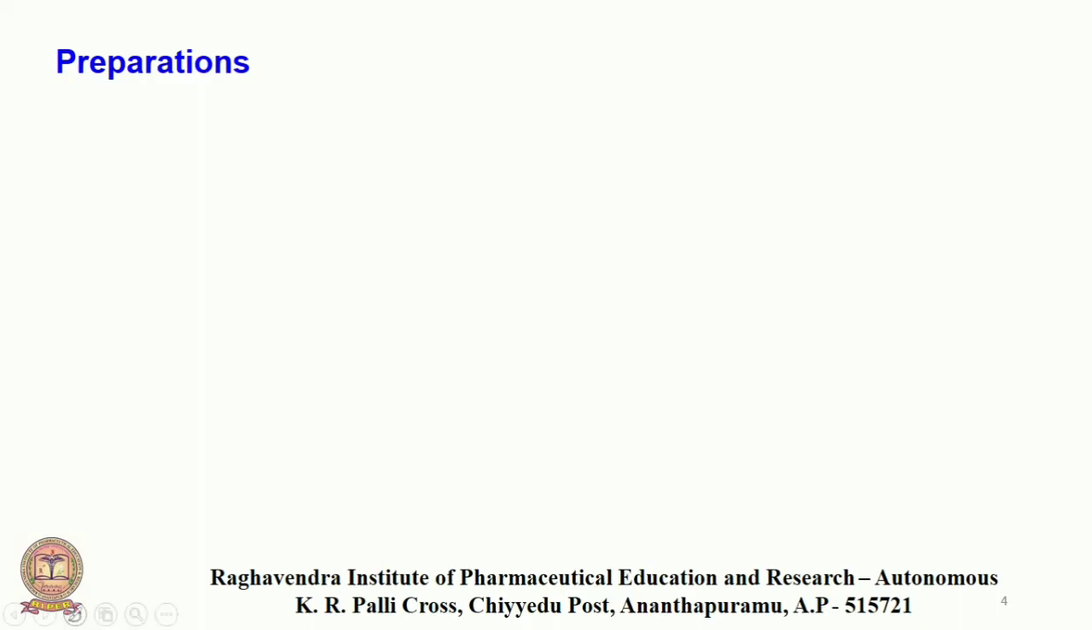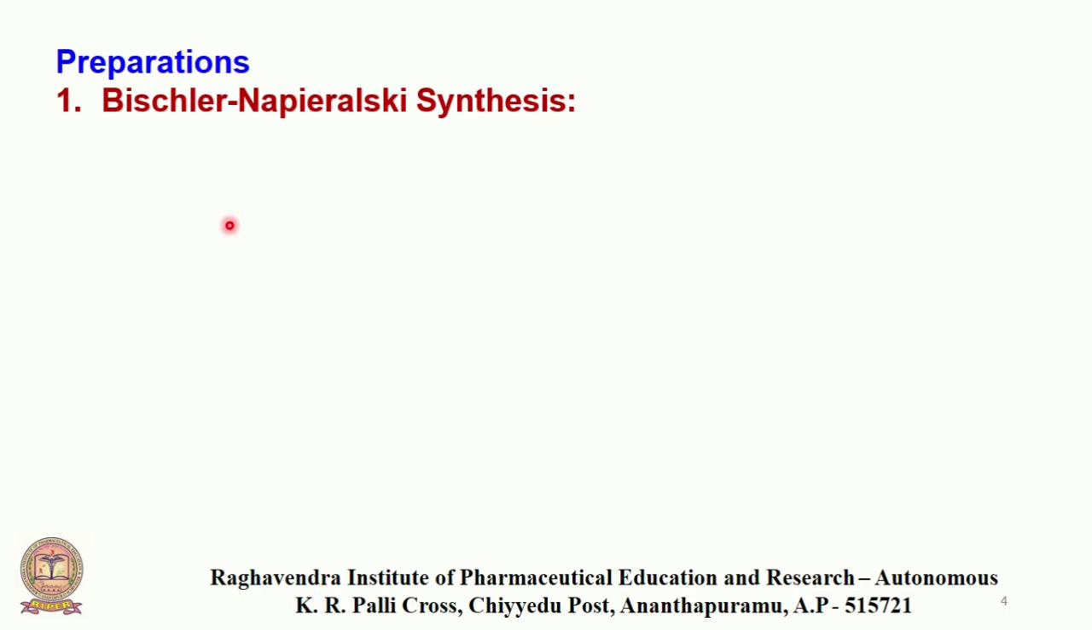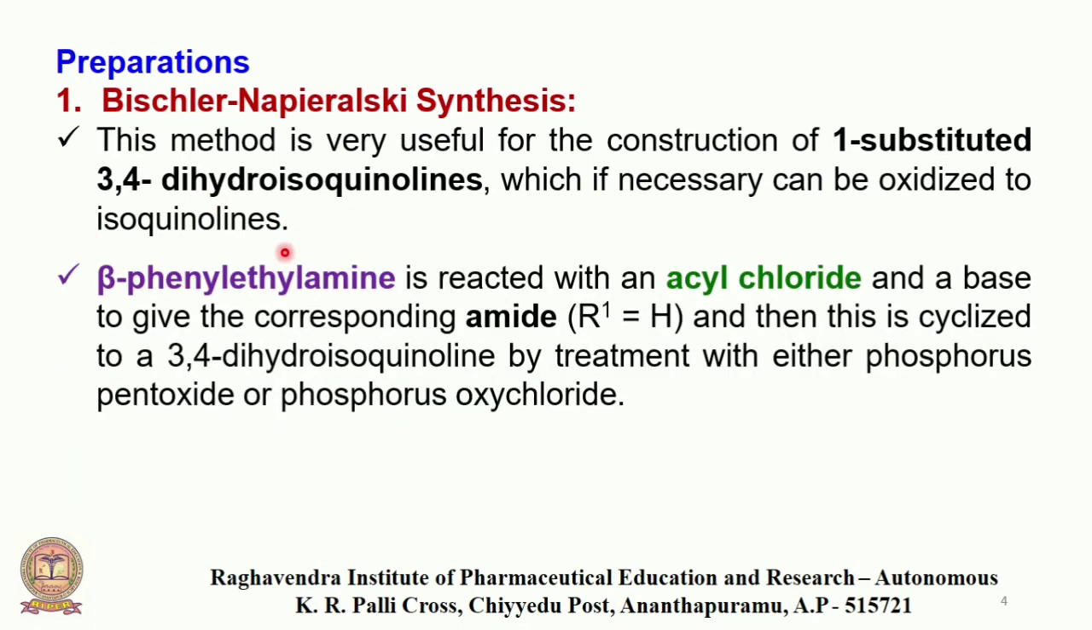Coming to the preparation methods, the first method is the Bischler-Napieralski synthesis. This method is very useful for the construction of 1-substituted 3,4-dihydroisoquinolines, which, if necessary, can be oxidized to isoquinolines. Initially we get the 3,4-dihydroisoquinolines, which upon oxidation we can convert into isoquinolines.